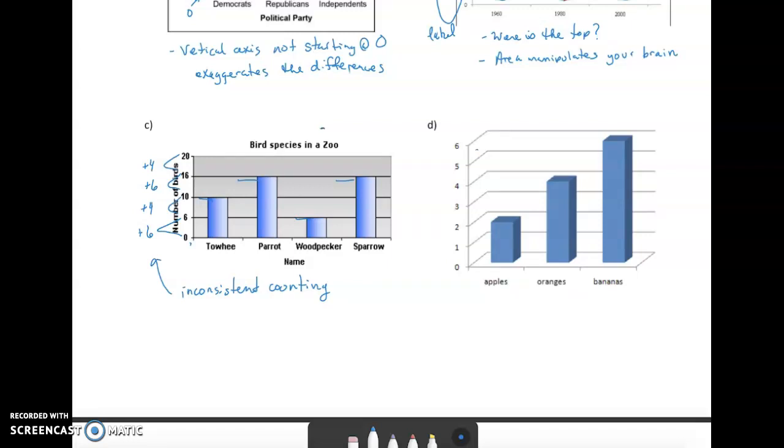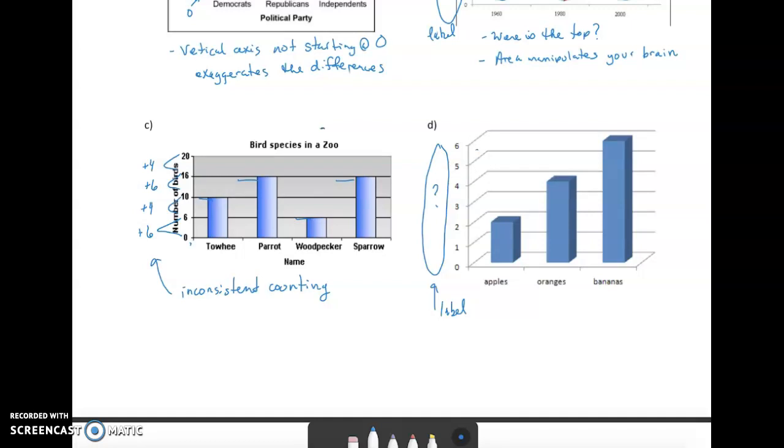And then in part D, well, I've got apples, oranges, and bananas, and they did start counting at 0, but again, I don't know what this is. They need a label here. Is it 1 apple, 2 apples, 3 apples? Is this buckets of apples? Is this, I don't know, for what? 4 buckets, 4 gallons, 4 bushels. So they need to have this labeled better.